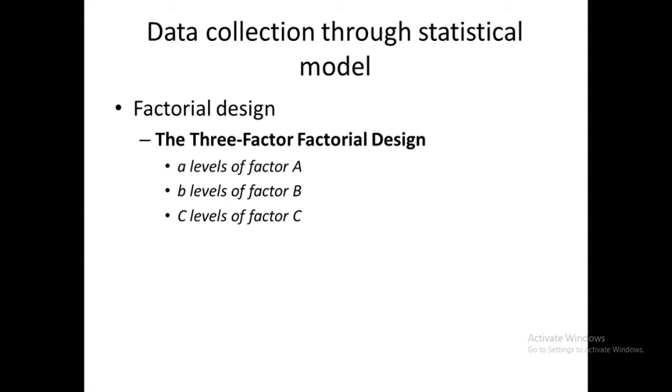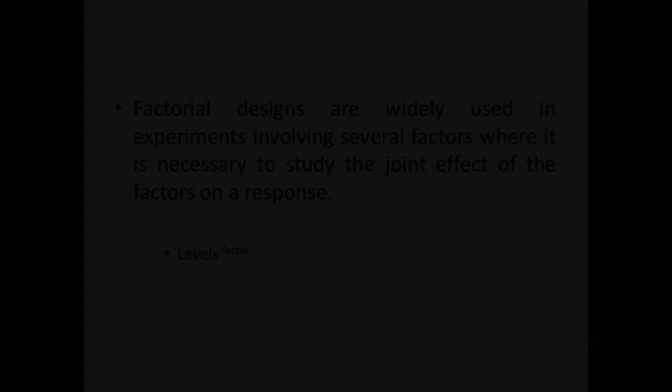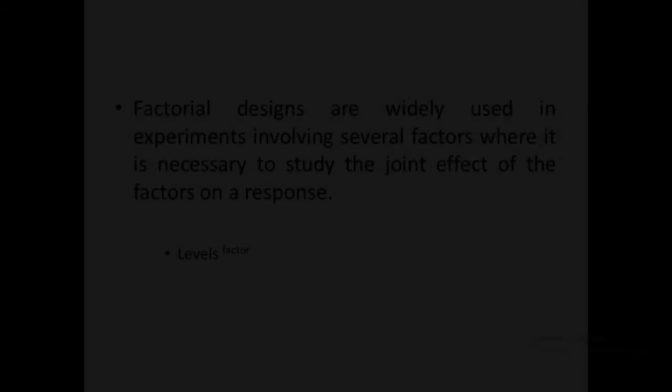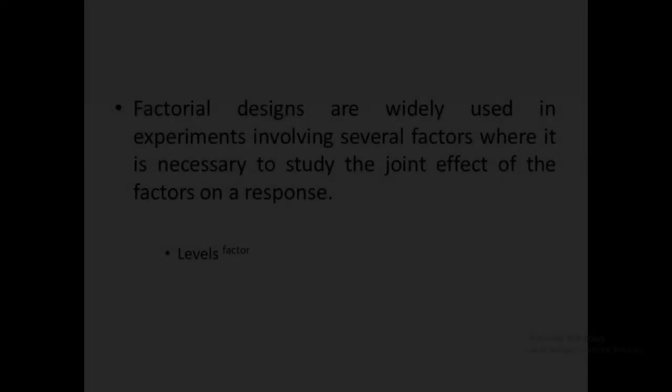First we consider the factors and associated levels. For example, if you consider A levels of factor A, B levels of factor B, and C levels of factor C, we collect the data with respect to the design, which is known as factorial design. Factorial designs are widely used in experiments involving several factors, where it is necessary to study the interaction effects of the factors on the considered responses.